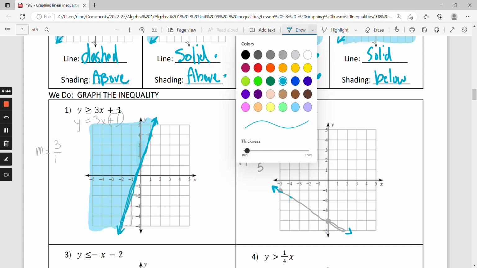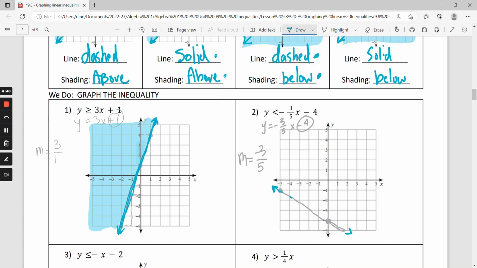Once again, we'll use a nice big bold pen or something else to really make this stand out above that solid line that I lightly drew in there. So we've got that dashed line, and then we're going to shade below it. So let's go ahead and shade below. We've got all of the area below that shaded.